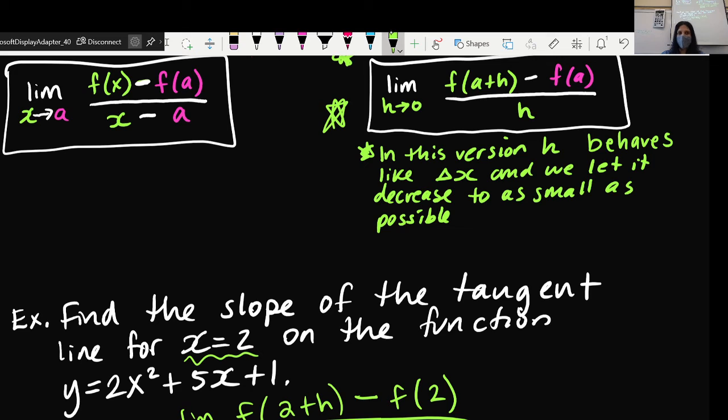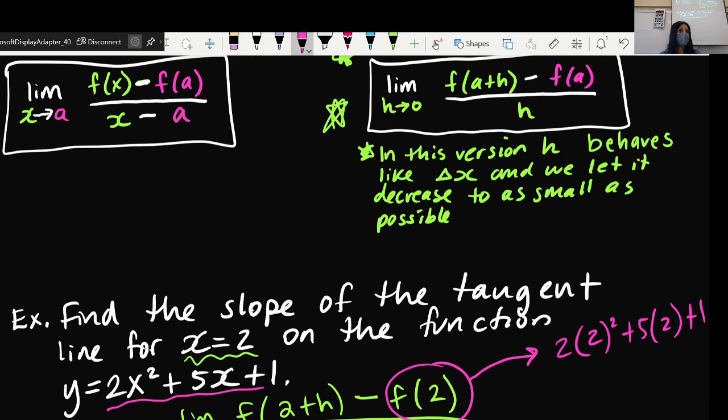Just like what we did in the last examples, we want to take this part and actually figure out what f of 2 would be by plugging it into the function. So I'm going to do 2 times, in here, it's going to be 2 squared plus 5 times 2 plus 1. Good? So we're simply plugging it into our original function here.